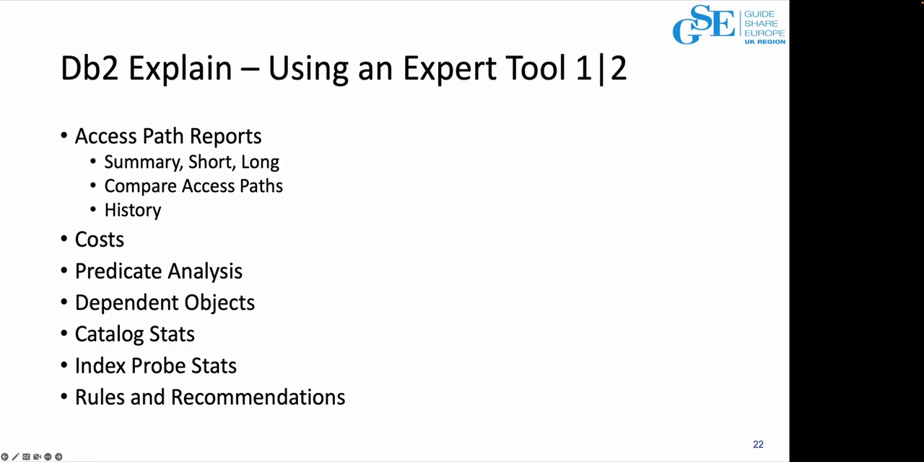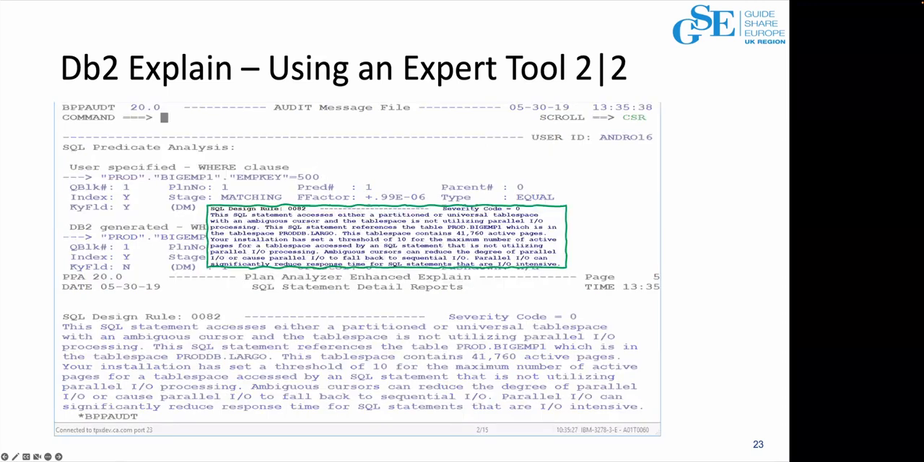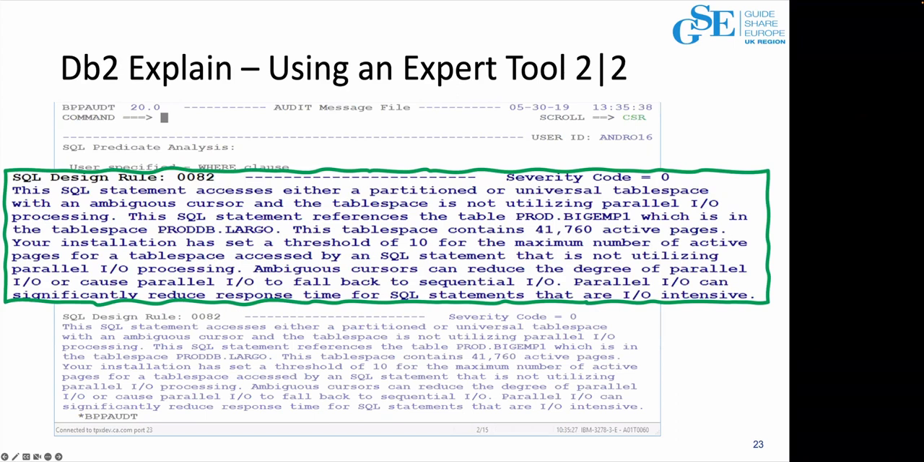And this is just an example of the design rules in Plan Analyzer when looking at predicate analysis. It gives this easy to read explanation of rule number 82. So it just helps to speed up the analysis that you need to do and give some recommendations in English along the way.